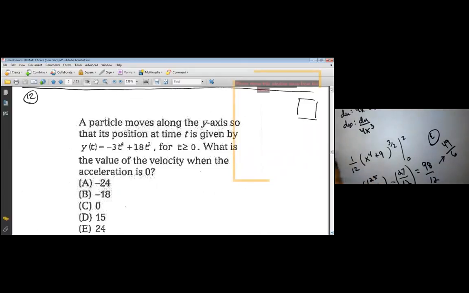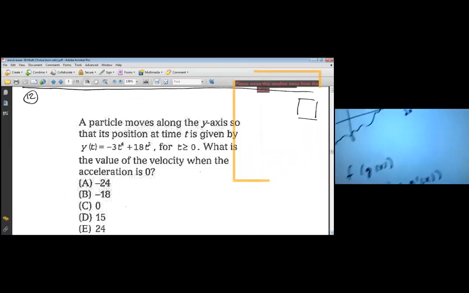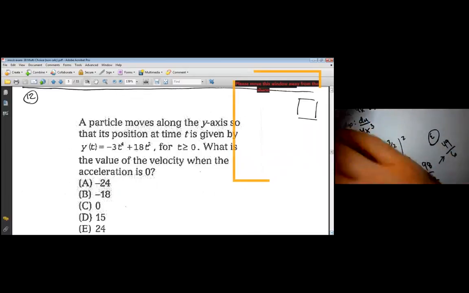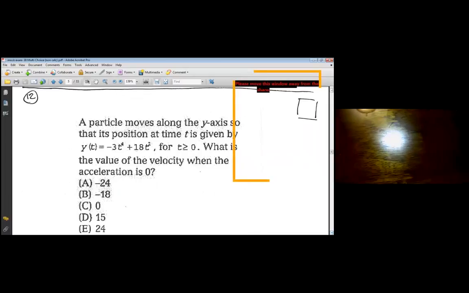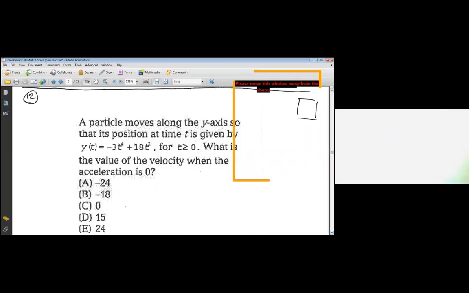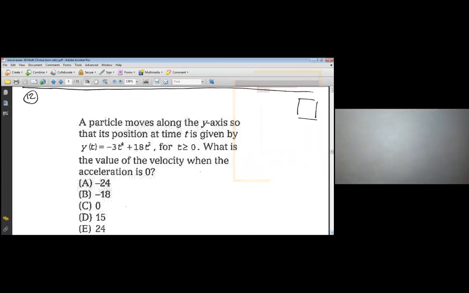All right, 12. Let's see here, give me a second, I need a piece of paper. Okay, a particle moves along the axis so that the position is given by that thing. Okay, we have position. We want to know what is the value of the velocity when the acceleration is 0.